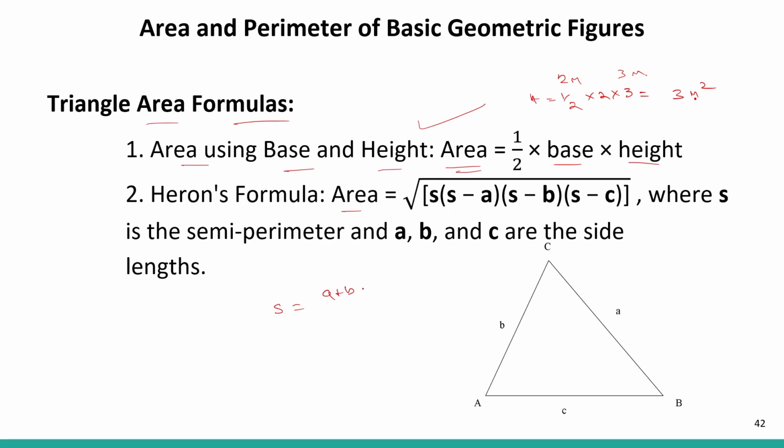So we basically sum up the sides, take the perimeter, and divide it by 2. This is called the semi-perimeter. Using the semi-perimeter, we can evaluate the area with Heron's formula: area is equal to the square root of S into (S minus A) into (S minus B) into (S minus C), where S is the semi-perimeter and A, B, C are the side lengths.